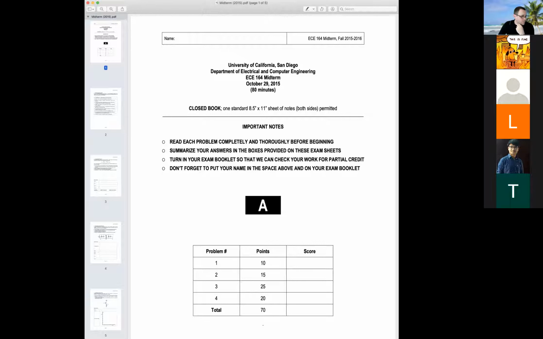All right, other questions? Let me also very quickly, while I'm sharing the exam, show you what the solutions will look like so you can see how to read them.